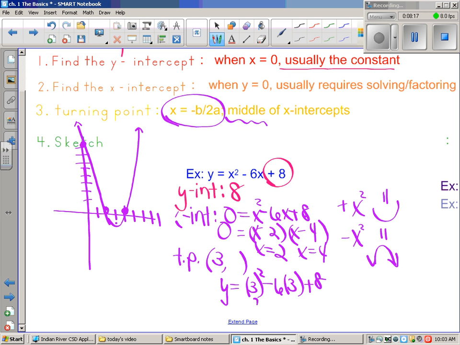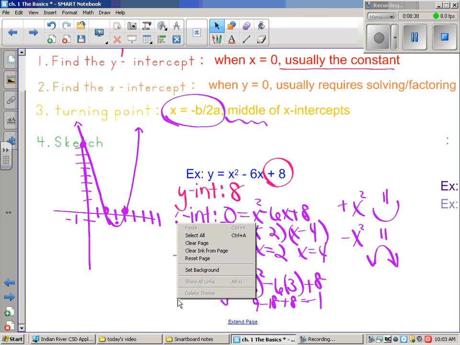So I've got 9 minus 18, that's negative 9, plus 8 gives me negative 1. So this is the point 3, negative 1, and that looks relatively correct. Oh my goodness, my orientation's off. Sorry. So that is negative 1. So that is the point 3, negative 1, and we're good. And I've already got it sketched. Let's do another one. I'm going to clear that page here.